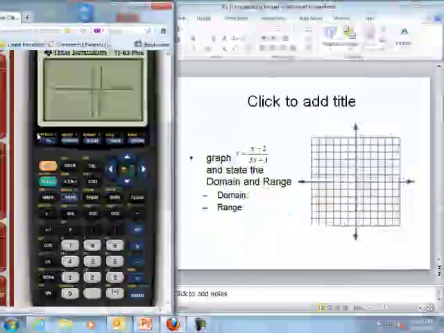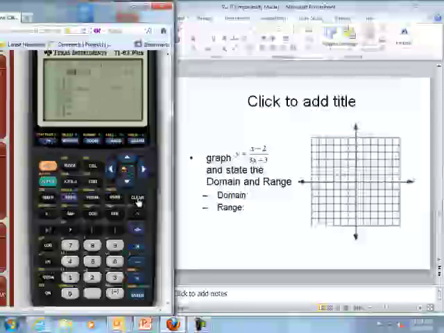One more example. So let's start by graphing on the calculator to get an idea of what it looks like. Remembering to put parentheses around the top and parentheses around the bottom.